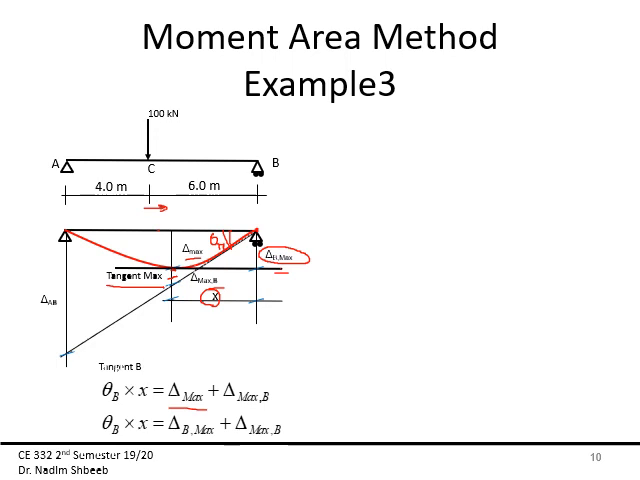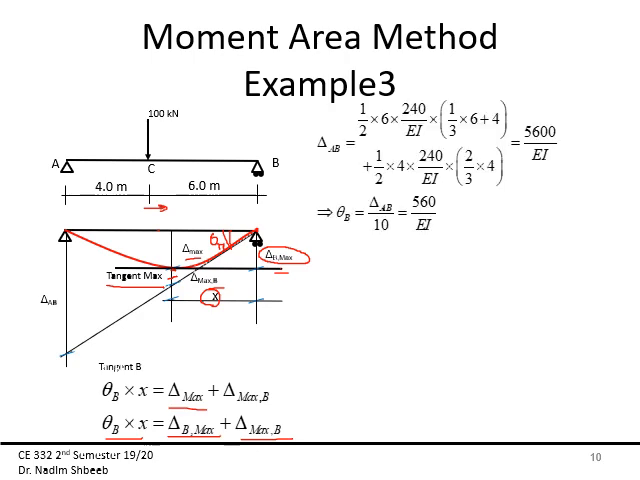Again, I don't know what delta max is, but I know how to get it. So that's going to be simply delta b max, right? So now theta b times x is going to be delta b max plus delta max b. So I'm going to take the moment about point B for the first part and then take the moment about the maximum point for the second part. Okay, so here the only unknown is x. So let's start first of all by finding theta b.